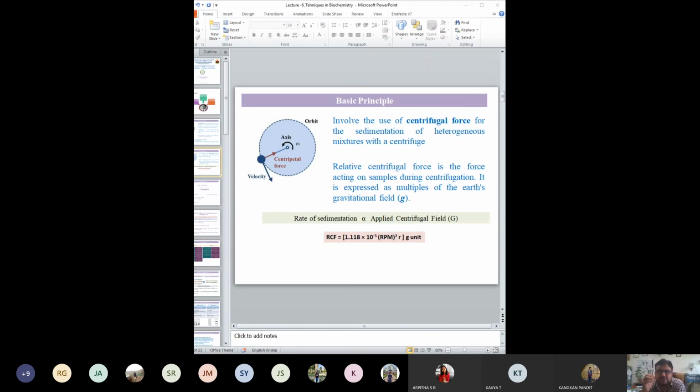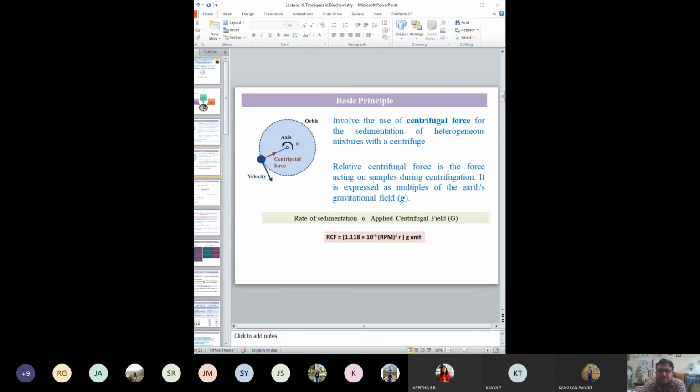So basically this centrifugal force is the basic principle behind the settlement of all these particles which are present in your mixture when you spin that at a high speed. There is another term which is related to this. It is called relative centrifugal force.